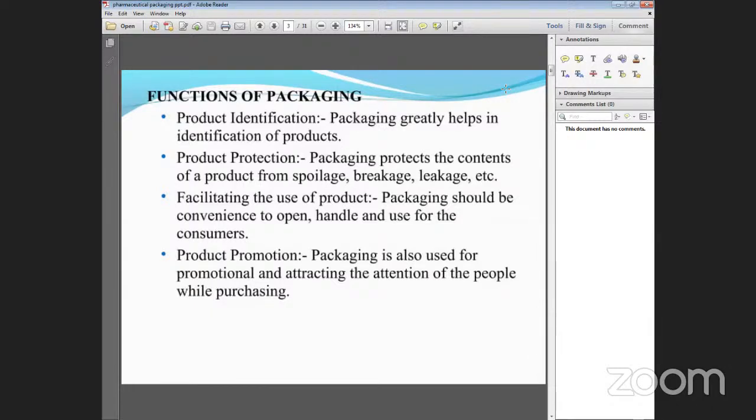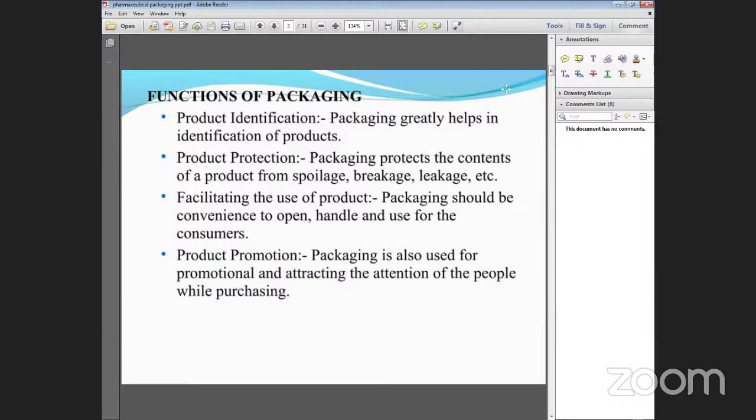Next is product protection. Packaging protects the contents of the product from spoilage, breakage, and leakage. We can pack the pharmaceutical product to protect the product from three kinds of problems. That is spoilage, so it doesn't get wasted; breakage, the product that is already designed by you should not have any breakage; and leakage, there should not be any leak in the container in which the product is being stored.